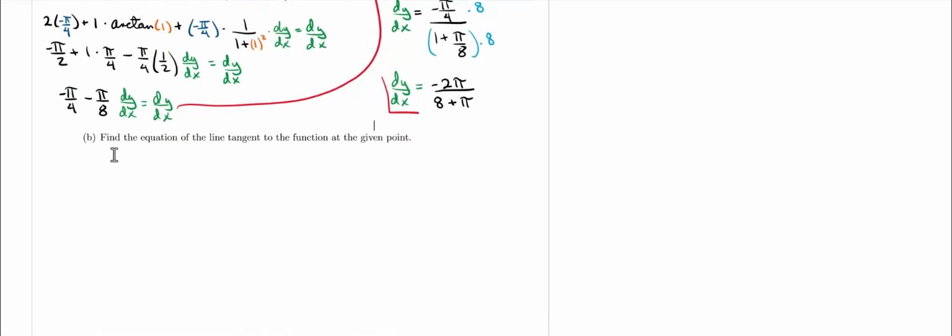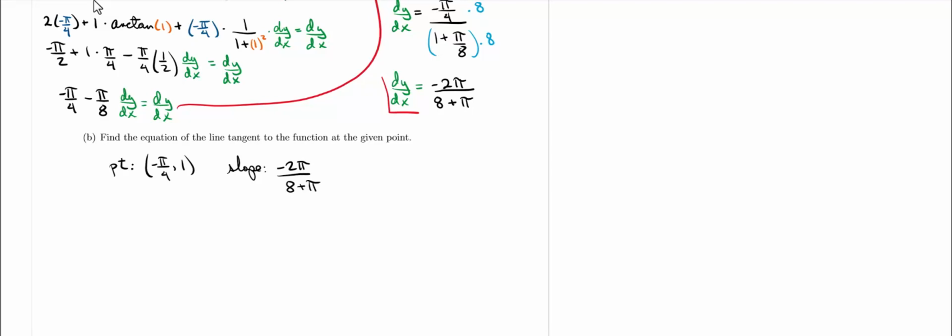Alrighty, now for part B, we're being asked to find the equation for the line tangent to the function at the given point. Now remember, anytime you're trying to get the equation for a line, doesn't have to be the tangent, you need a point, which we do have. It's negative pi over 4, comma 1, and we need a slope, which we just found. Since we're looking for the slope of the tangent line, we use a derivative, and we got negative 2 pi over 8 plus pi.